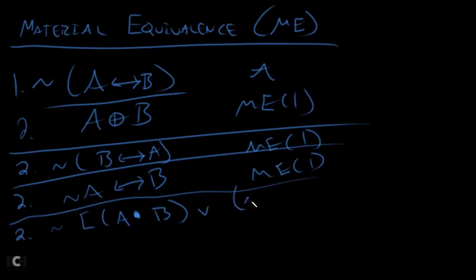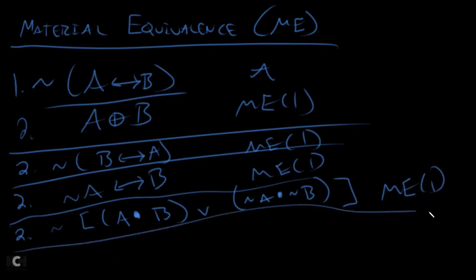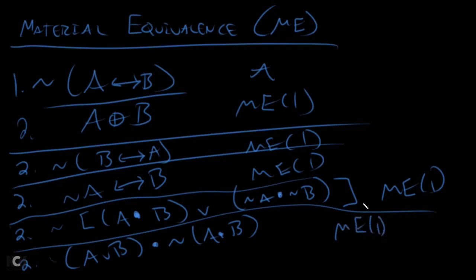This, just in case you need it, material equivalence, line 1, and then I can think of one final thing that you'd need to potentially know, and that's this. Same thing turns into A wedge B and A and B. Not squiggle A and B. That's also material equivalence on line 1.